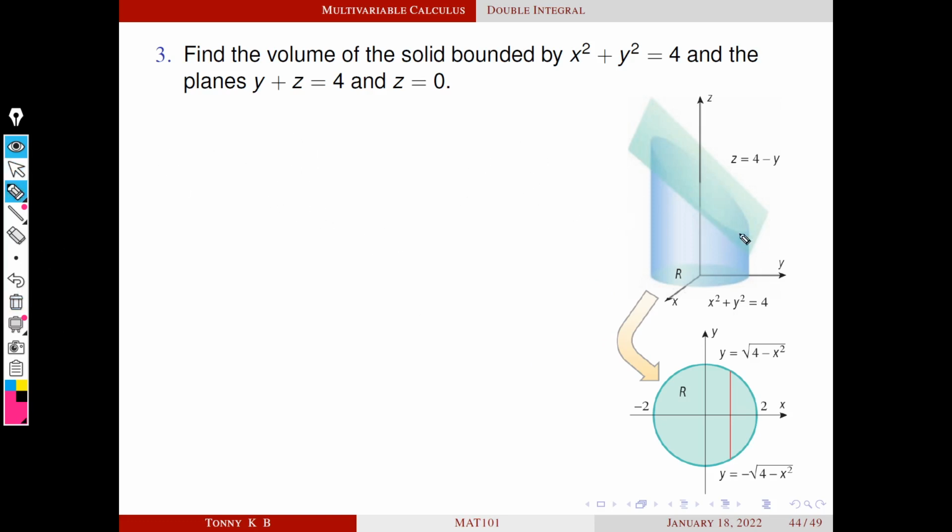Okay, so we have to find the volume of this shape. x square plus y square equal to 4 is a cylinder, an infinite cylinder, bounded below by the xy plane, and above by this plane z equal to 4 minus y, or y plus z equal to 4. Okay, so why is y plus z equal to 4 a plane?